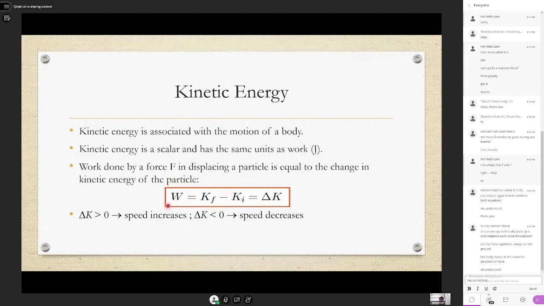This is the conservation of energy. The work done that you supply must be the difference in kinetic energy. So if you supply work to the mass, you do work, put energy into it, of course the final kinetic energy has to be higher. And if that happens, it means the speed increases. If you take away energy from it, delta K is less than zero, which means the speed will decrease.